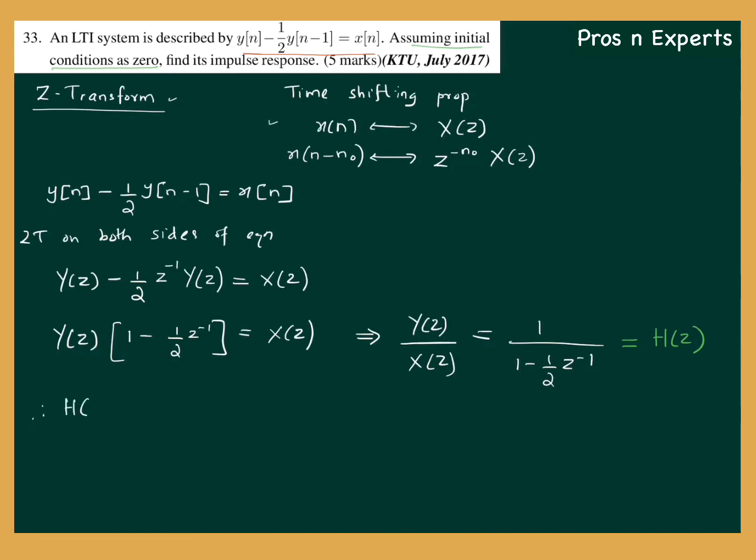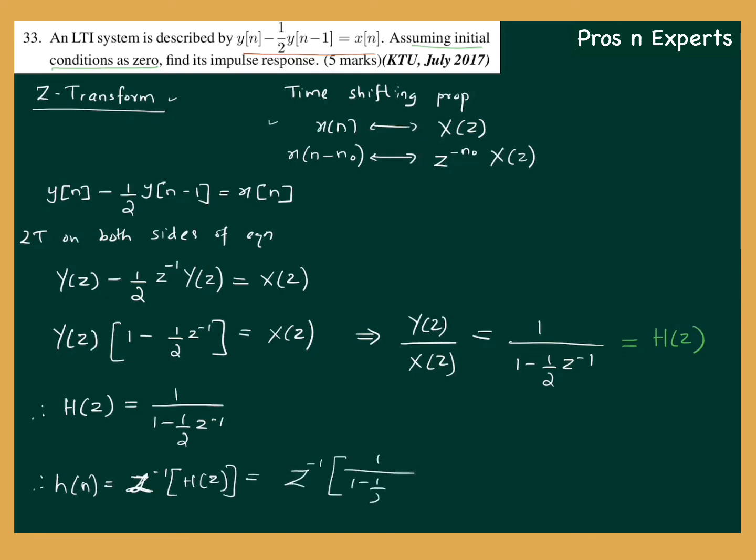Therefore H of z is equal to 1 by 1 minus half z inverse. Okay, now what is the inverse z transform of capital H of z? What is the inverse z transform of this quantity? That will give you impulse response. Therefore h of n is the inverse z transform of H of z, that is equal to inverse z transform of 1 by 1 minus half z inverse. That is a standard result. Okay, that will give you half raised to n u of n. So this is h of n. Okay, that is the answer.